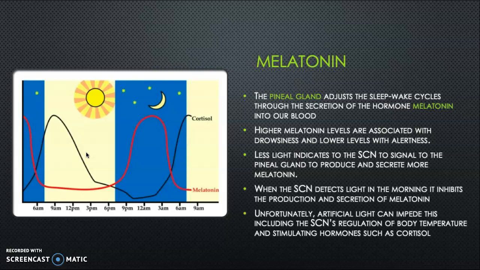Unfortunately, as I said before, artificial light can impede this. So if you have really bright lights, if you're on your phone, if you're on your tablets, it is affecting the amount of melatonin being produced. So you're not going to go to sleep when it's dark. You're going to go to sleep when you stop having light enter your eyes.